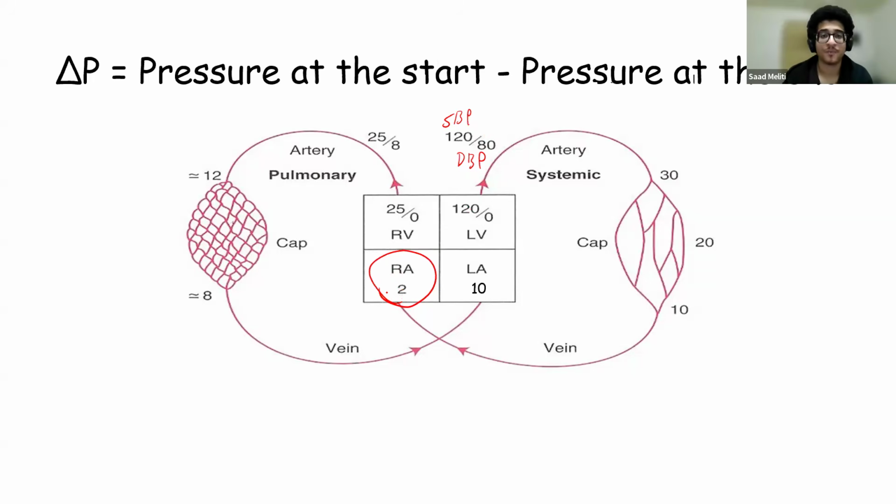Then we have the right atrial pressure, which is 2. So what we want to do here is take the mean arterial pressure and subtract the pressure at the end, which is the right atrium. If you guys can't figure out how to calculate it, just tell me and I'll calculate it right now, Yanni. But if you can figure it out on your own, it'd be amazing.